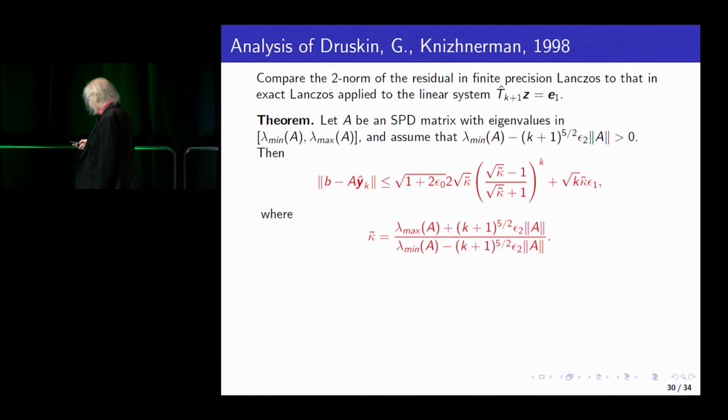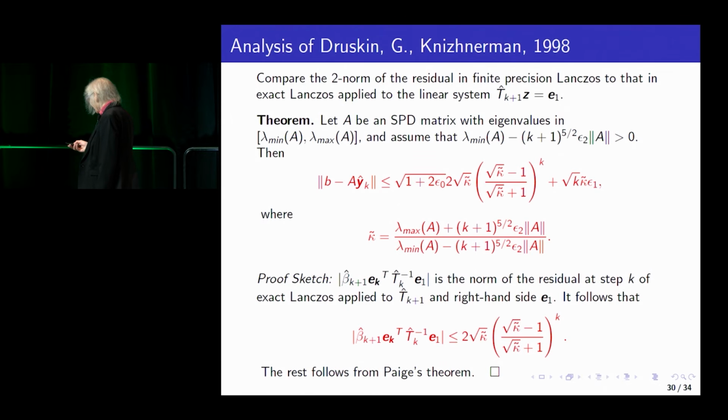And we were able to show that the residual, the norm of b minus A times yk hat, is less than or equal to something that we would have with exact arithmetic, essentially, except that now we have this kappa tilde that takes account of the fact that the eigenvalues of Tk hat may not be exactly between lambda min and lambda max of A. And we also have a rounding term.